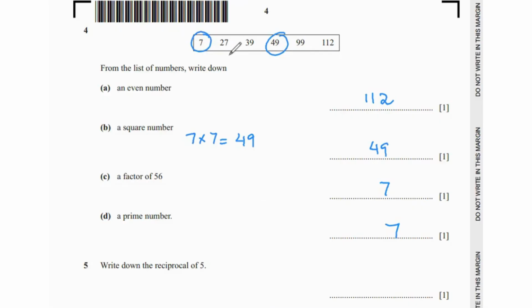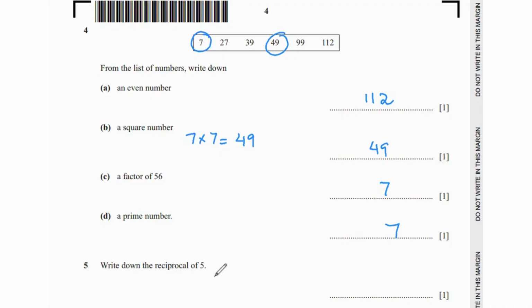27 is not a prime number because it comes in the 3 times table, 9 times table, and the 27 times table. Same with 39, 49, 99, and 112. Every other number is not a prime number. So 7 is the only prime number that we have.